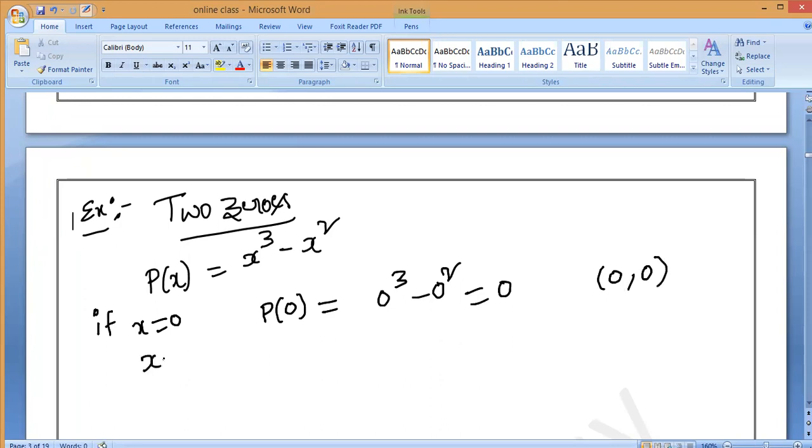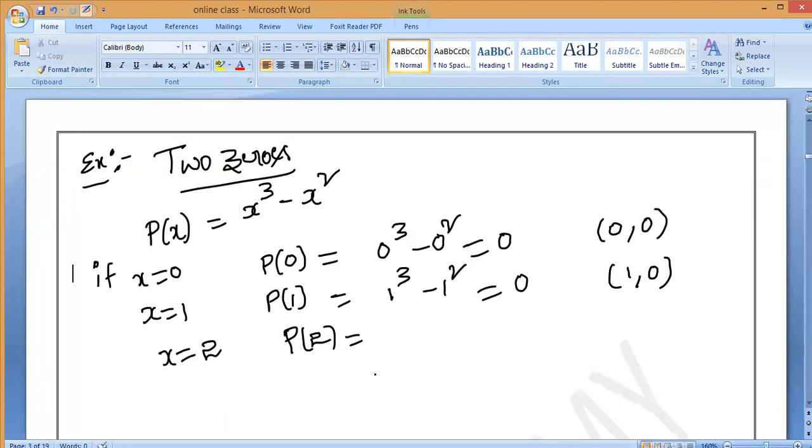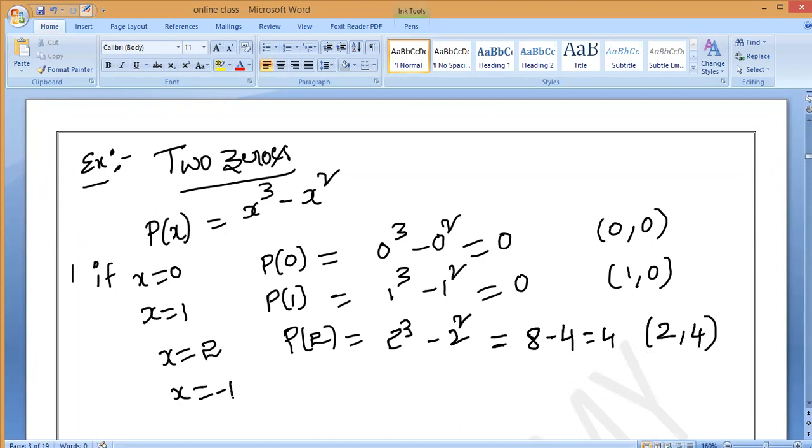If x equal to 1, P of 1 is 1 cube minus 1 square. 1 cube is 1, 1 square is 1. 1 minus 1 is 0. So the point is 1 comma 0. x equal to 2: P of 2 equals 2 cube minus 2 square. 8 minus 4 is 4. The point is 2 comma 4.